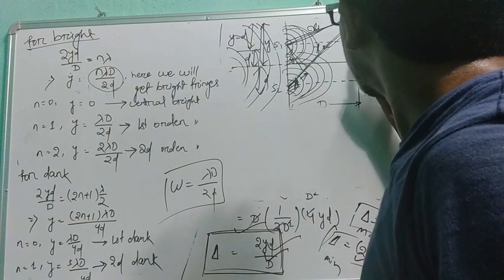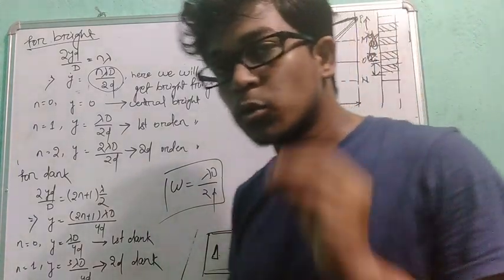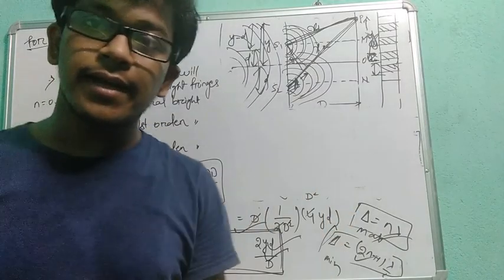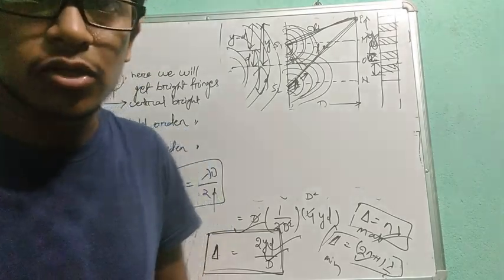So that we will say here or here or here we will get bright fringes. See carefully, coolly, keep cool your mind and get the point. Very interesting, very easy and very important also.